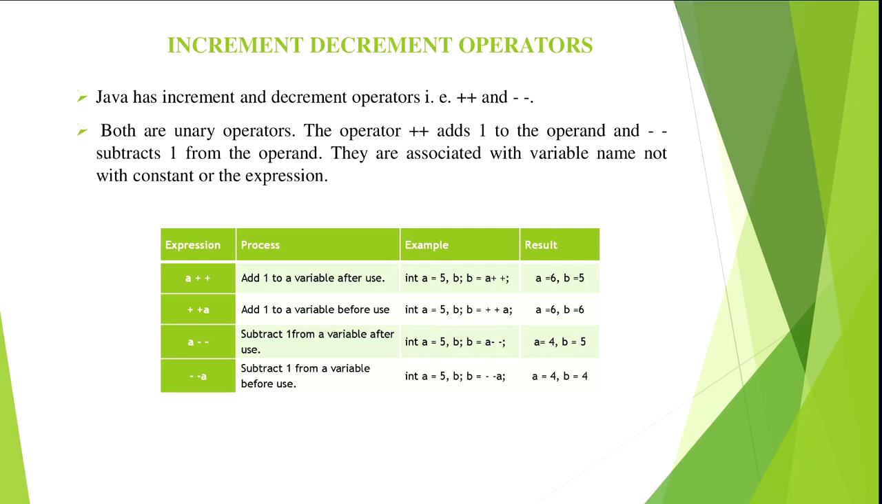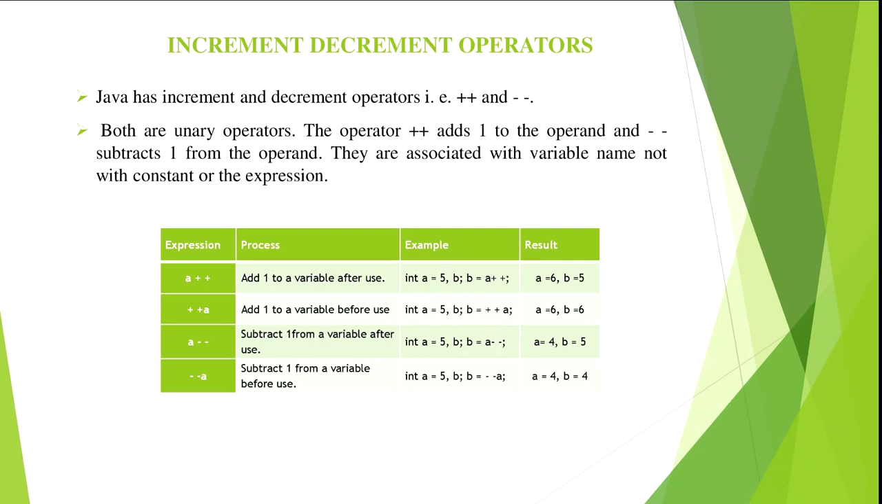Post increment means the value of a will be assigned first to the variable b, and that's why you will get the result b equal to 5, and later it will add 1 to the operand a, and hence you will get the result a equal to 6. And that's why it is called as the post increment. Means first it assigns the value and then increment.